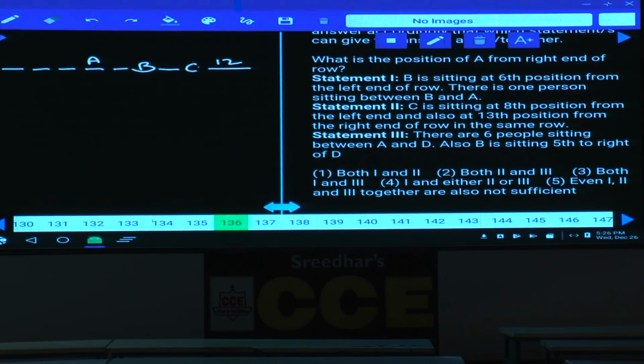B is seated at the 6th position, 1, 2, 3, 4, 5, 6. And there is one person between B and A. A can be here or A can be here. This is condition number 1.